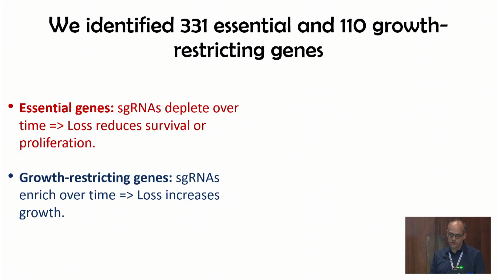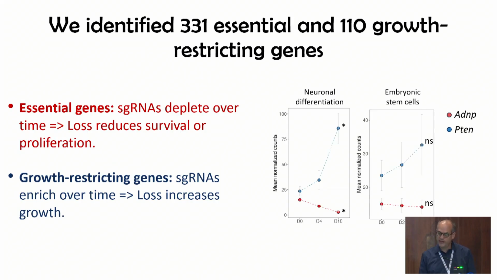And those growth restricting genes, you see the opposite: the guide RNAs enrich over time. And here are two examples of genes known to be associated with neurodevelopmental disorders. In red, it's ADNP. You see that during the differentiation, there is a reduction in the guide RNAs readout. And for P10, we see the opposite, a gene also known for neurodevelopmental disorders, but also for cancer.